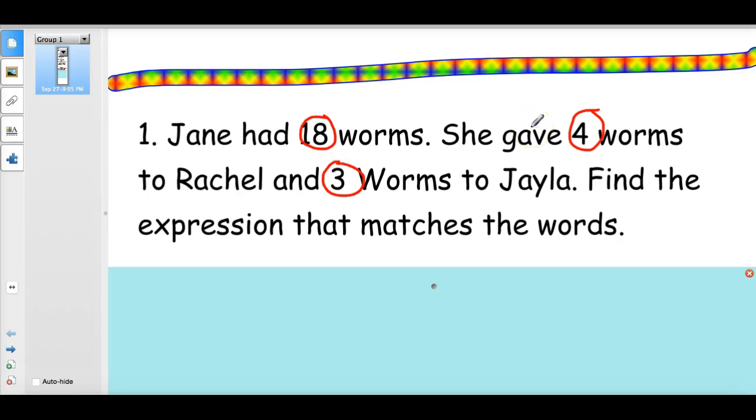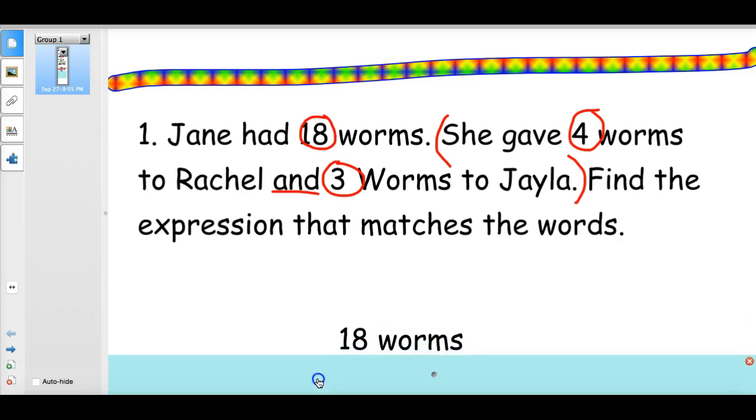Now, if I'm giving something away, that means it's being taken away. So I know I'm going to be using subtraction here. But let me just section this part off really quickly. She's giving away 4 and 3. Do you see this and right here? That's showing addition. So I'm going to be using not only subtraction, but also addition.